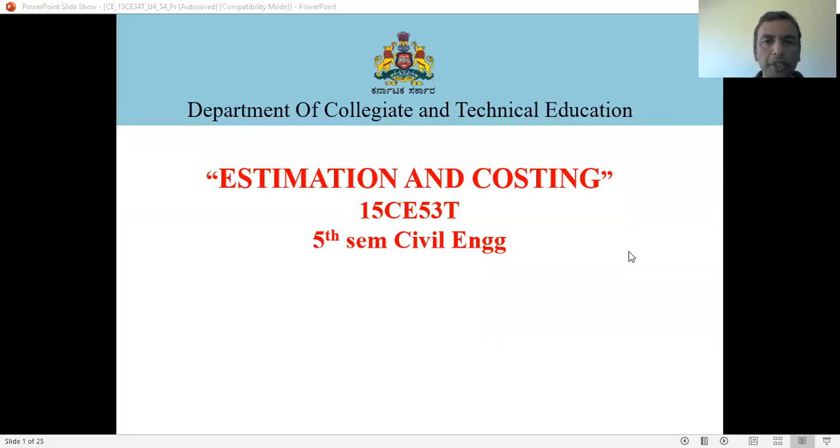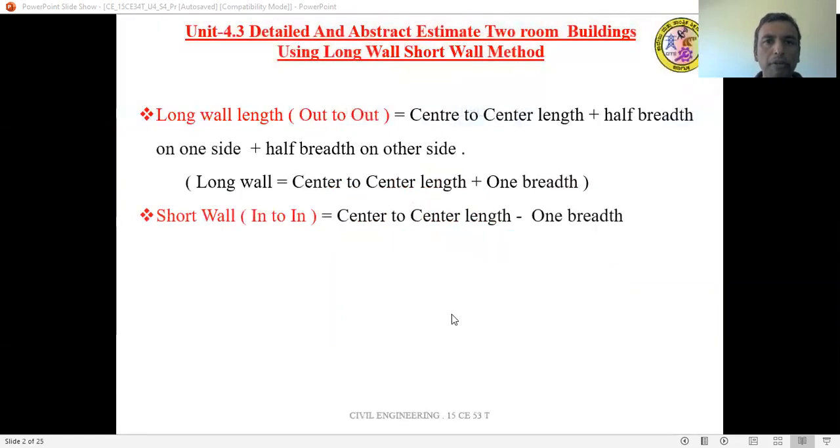Subject is estimation and costing, code 15C53T, Wilson Civil Engineering. Today, we discussed a topic of detailed and abstract estimate of a two-room building using the long wall, short wall method.